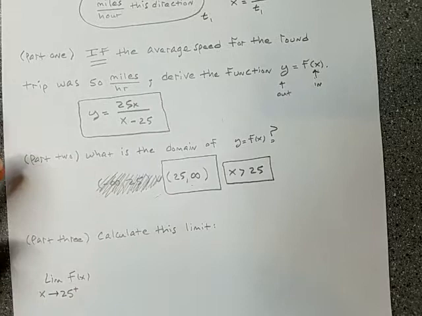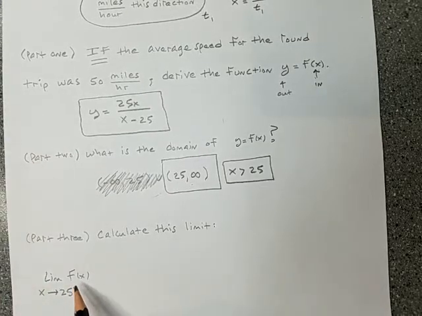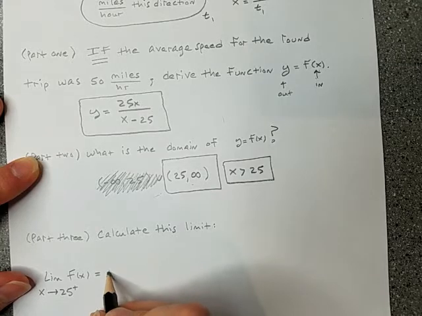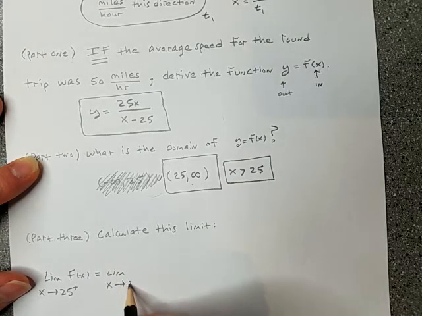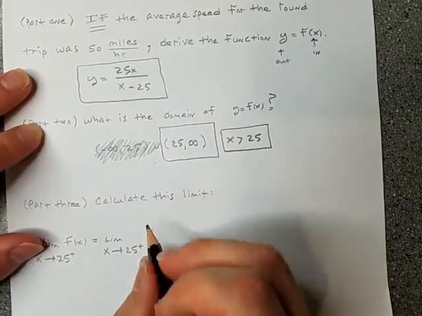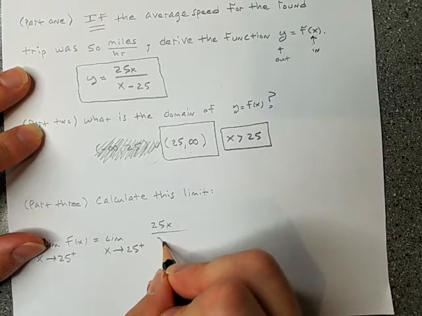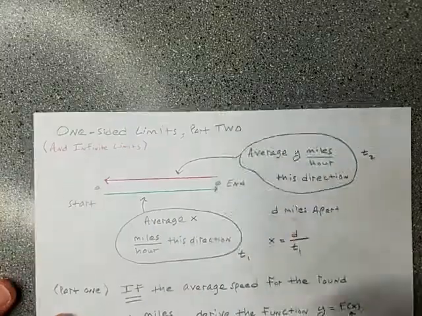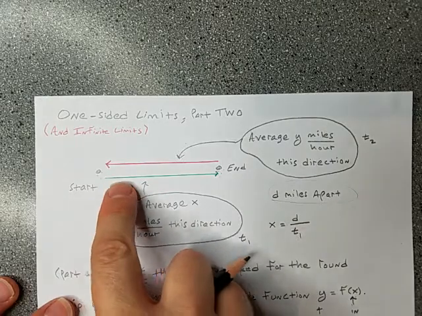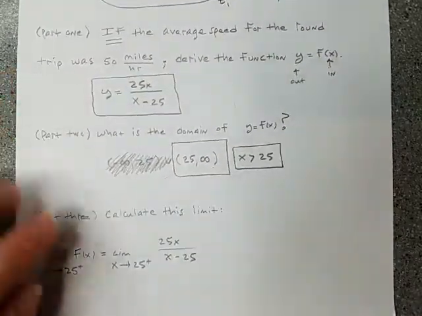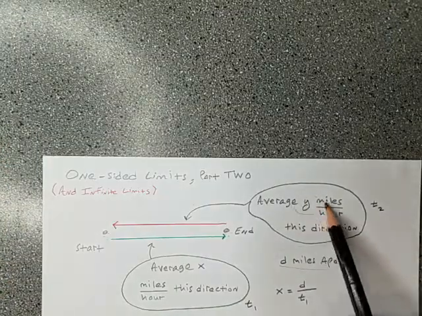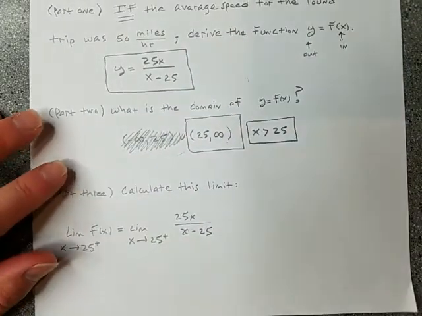All right, now, so calculate this limit. What happens to y, let's say, as x goes to 25 from the right, okay? Now, I've got my function at this point, so I'm gonna rewrite this. Limit as x goes to 25 from the right. There's my function, 25x over x minus 25. Okay? So what happens to, I guess you could say, the average speed on the return trip as the average speed in the green direction approaches 25 from above? So if you were at 25.5 and then 25.4 and then 25.3, what would this do to keep the average for the round trip at 50? That's what this is asking us, okay?